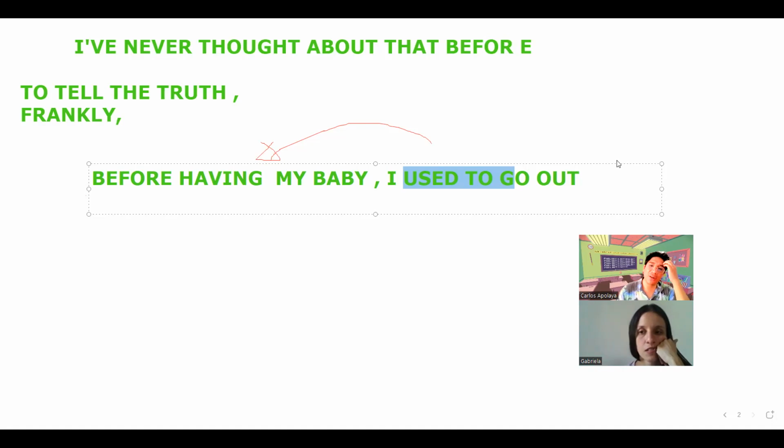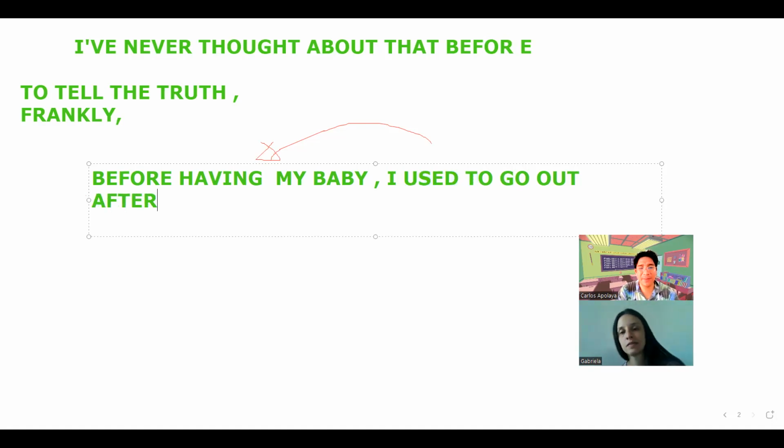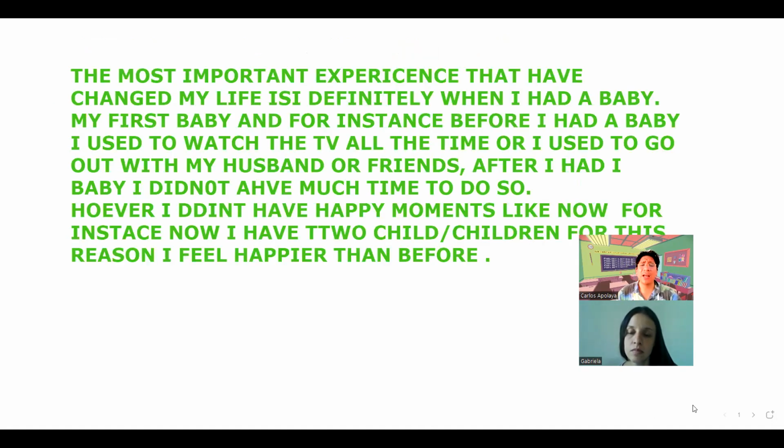Eso tienes que aplicar. Recuerda que lo vas a aplicar con el before, con el after, con el when. Eso tienes que practicar al momento de hablar. ¿Ok? Para escribir también, pero yo lo uso mucho en el momento de hablar. Aquí te daría muchos puntos, ¿no? Well, imagínate que le cambias, ¿no? Dices como que, well, I've never thought about that before, but to tell the truth, the most important experience that has changed my life is definitely. Buen uso del definitely. When having my baby, because I didn't used to go out. Cosas así.